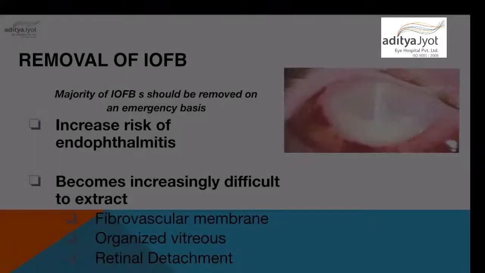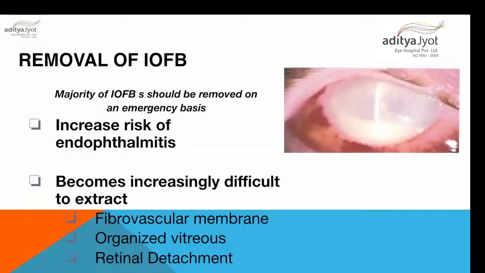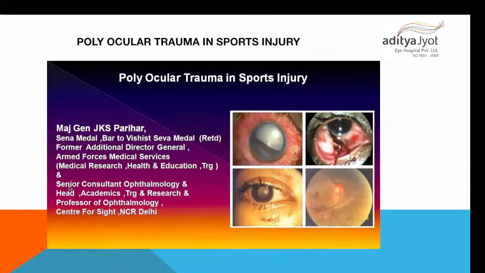And then the majority of intraocular foreign bodies should be removed on an emergency basis because of the risk of endophthalmitis. I heard Dr. Sharmila talking about endophthalmitis. And if it is delayed, it becomes increasingly difficult to remove the foreign body because of fibrous membrane which will form over the foreign body, organized vitreous, and also retinal detachment with PVR. This is a video which I borrowed from Dr.